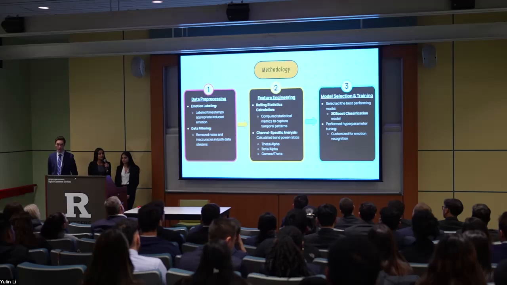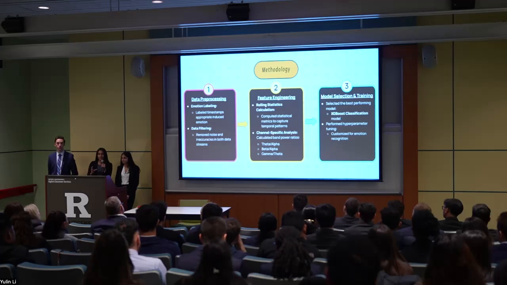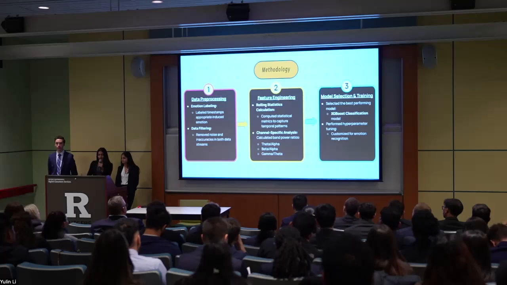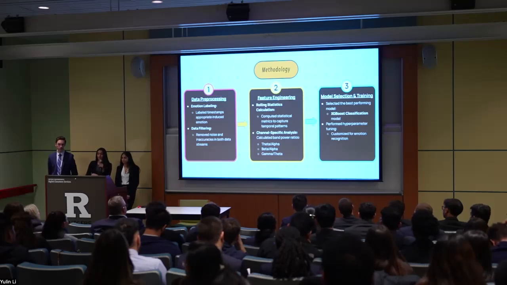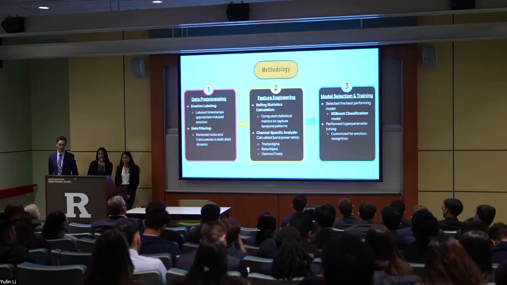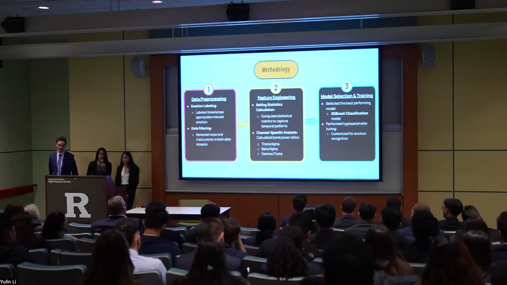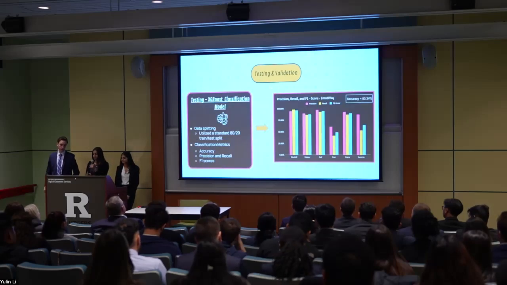We also looked specifically at each channel and grouped together brainwaves that typically align with a specific emotion or a cognitive state and calculated the band power ratio between them. Using these new inputs, we fed that into our machine learning model. We tested several and chose the XGBoost classification model since we got the best results after performing some hyperparameter tuning and catering it towards our goal of emotion classification.